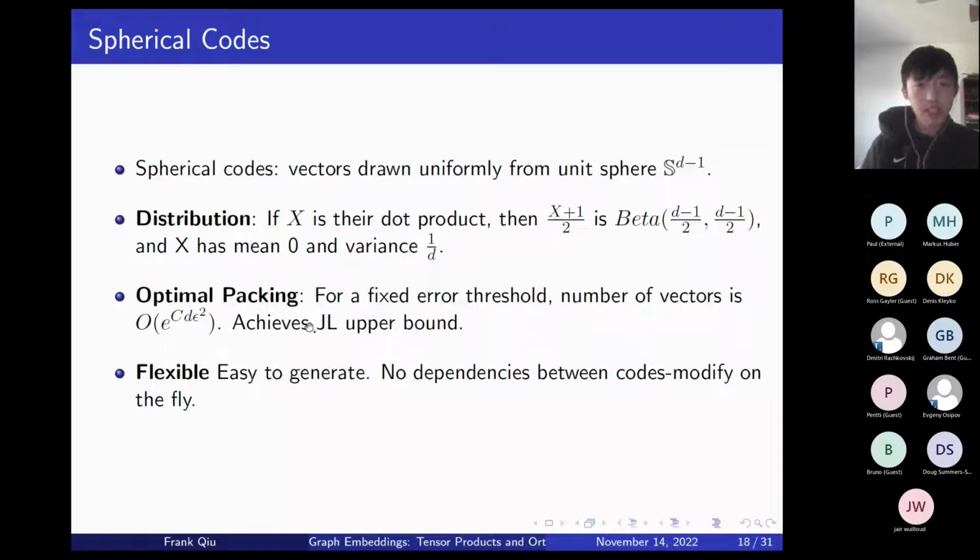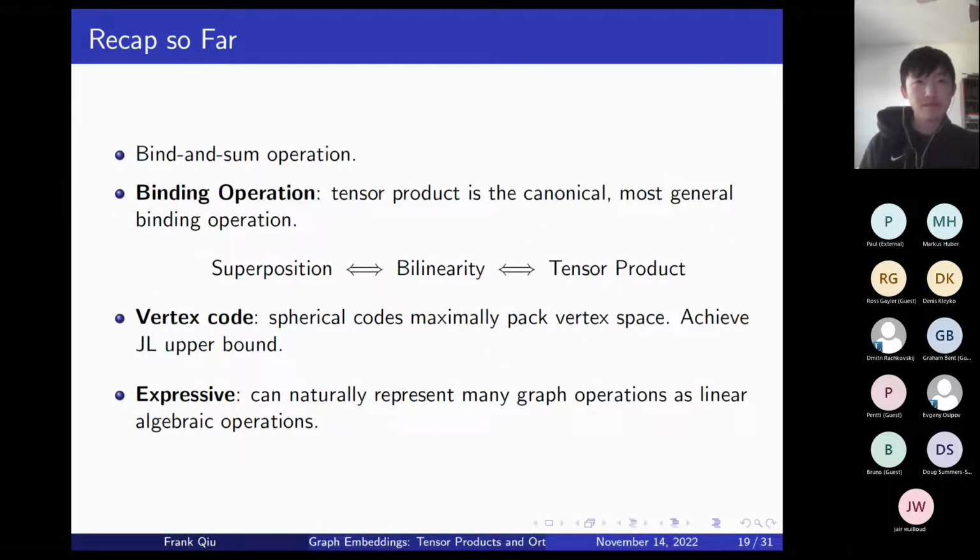So spherical codes achieve the Johnson-Lindenstrauss upper bounds. And they maximally pack this space. And they're flexible. They're easy to generate. Since I'm drawing them IID from the unit sphere, there's no dependencies between the codes. So if I need to delete one or change another, I don't need to change the codebook. So again, to recap, spherical codes, you can characterize the behavior exactly. They optimally pack a d-dimensional space, and they're nice to work with.